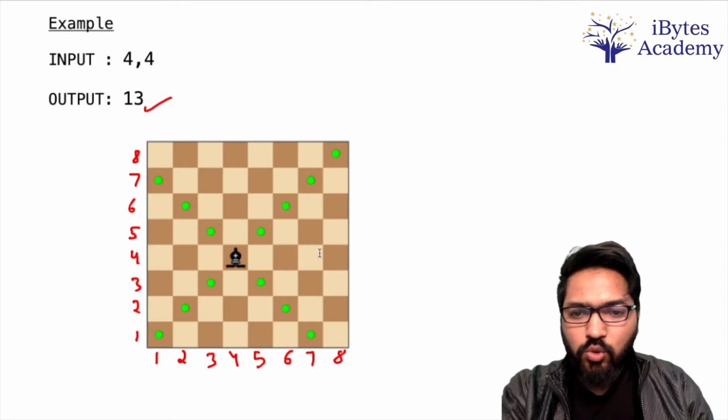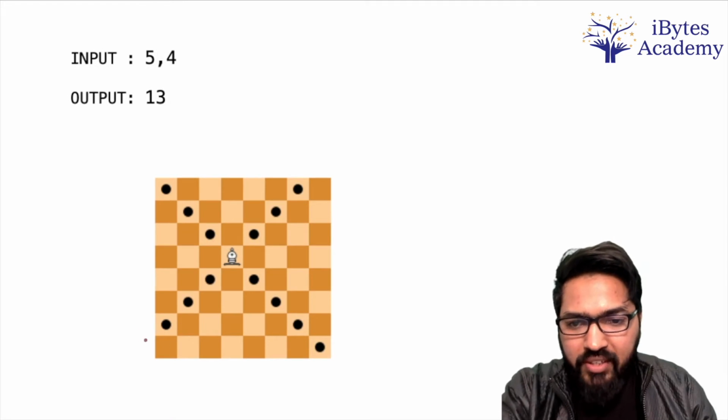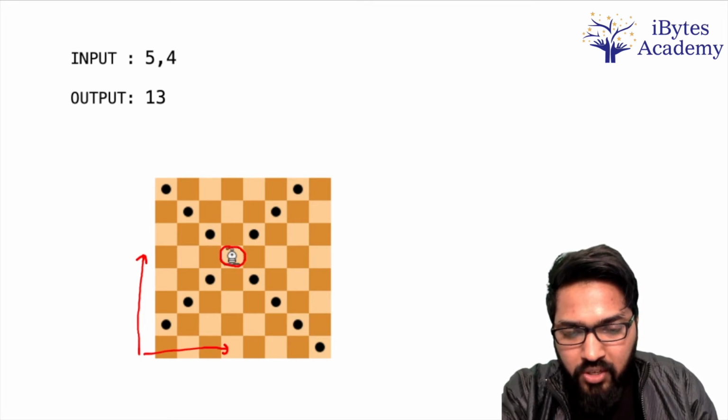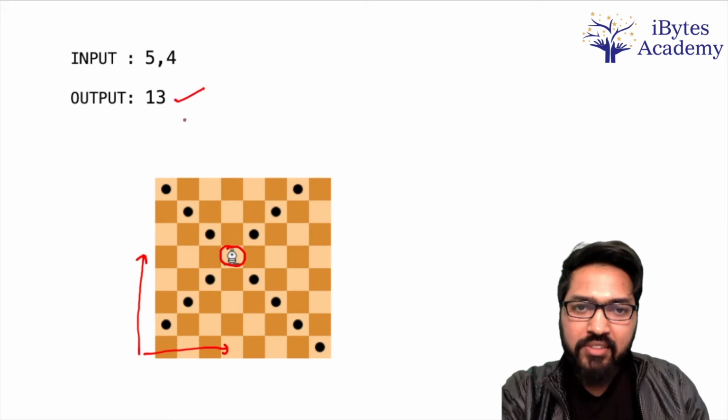Okay, let's look at another example. If we have 5,4, that is fifth row, fourth column, the bishop is over here. It can again move to 13 different squares. So 13 is our answer again in this case.